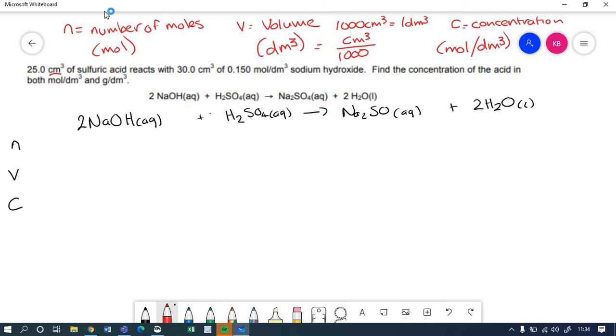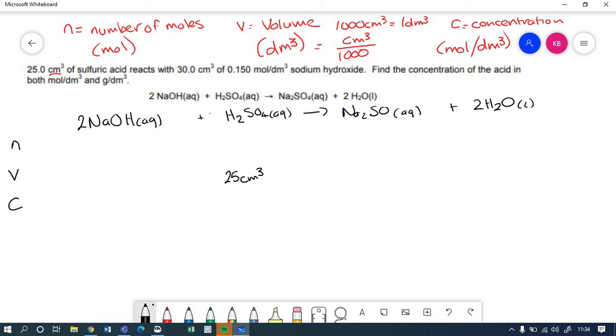Now that I've explained these values, I'm going to go back to N, V and C here. The reason why I'm doing this is we read through the question, we are told that there are 25 centimetres cubed of sulfuric acid. So this is my sulfuric acid, and I know that the volume, let's change this back to a black, rub that out, change this back to a black. I know that there is 25 centimetres cubed of the acid.